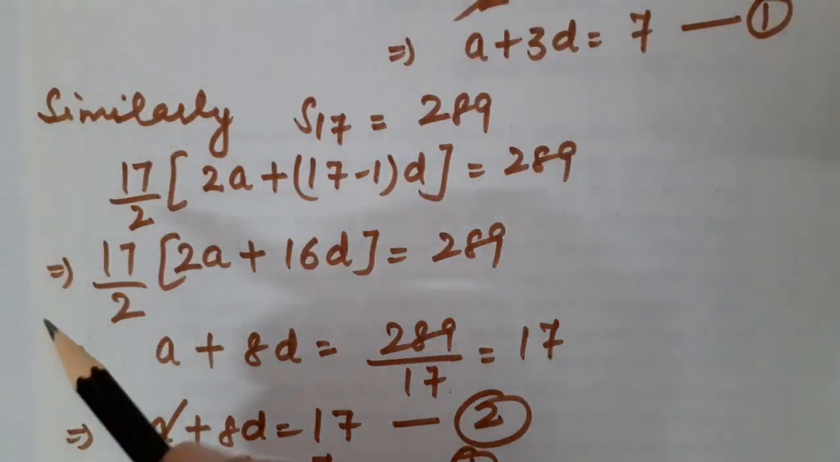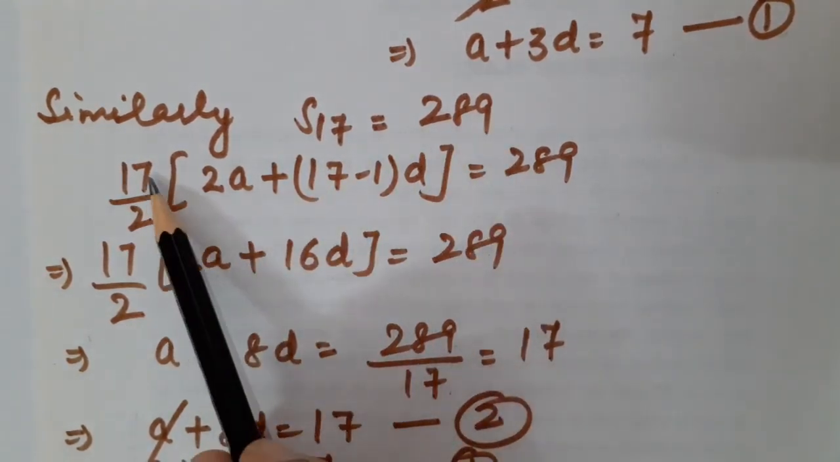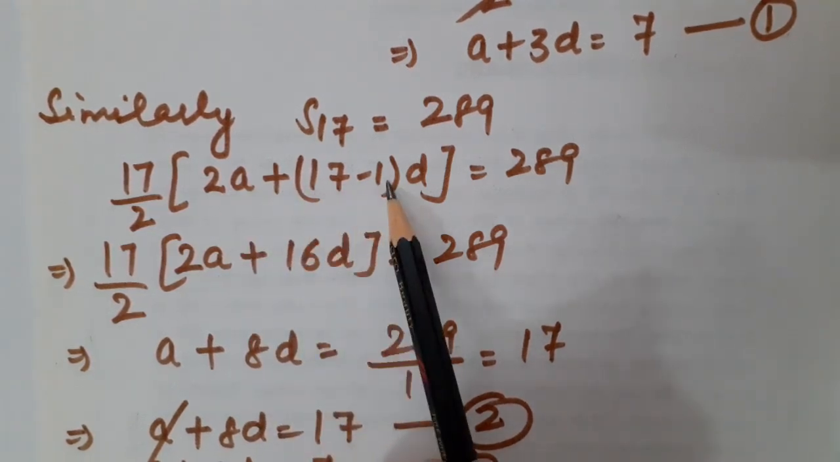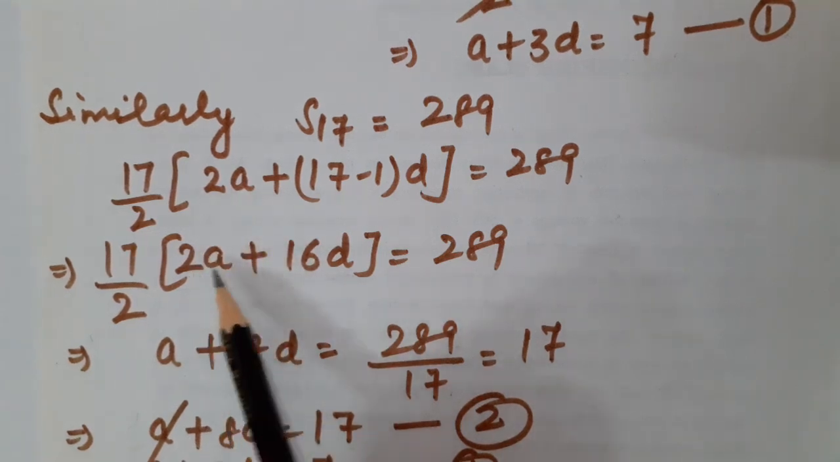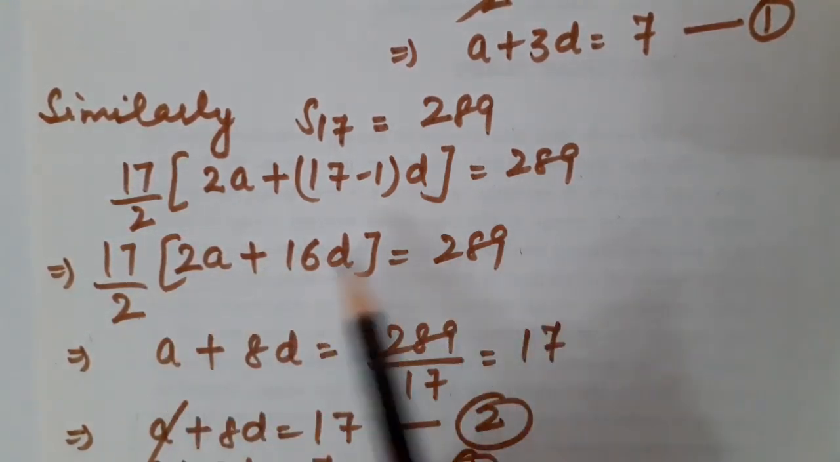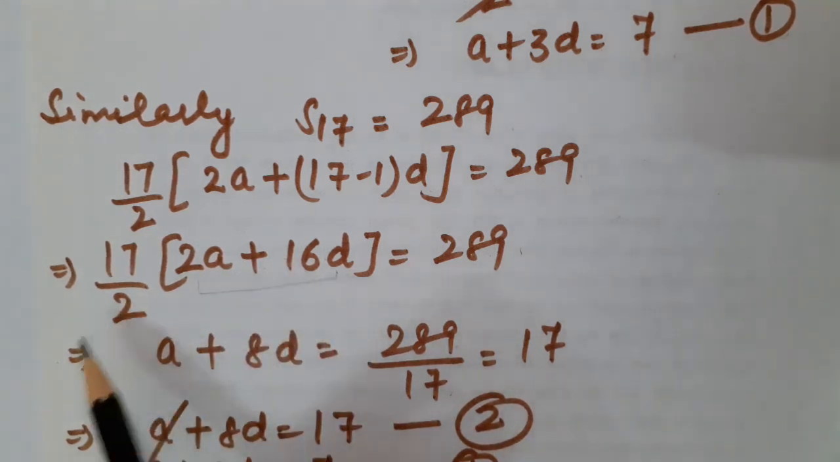Similarly, now from S17 is equal to 289. This is 17 by 2 into (2a plus (17 minus 1) into d) is equal to 289. So it would become (2a plus 16d) into 17 upon 2 is equal to 289. Taking 2 as common, that 2 is going to be cancelled with this denominator 2.